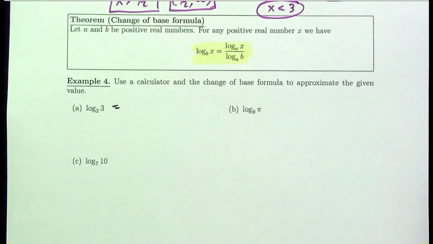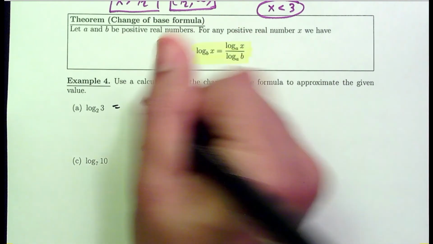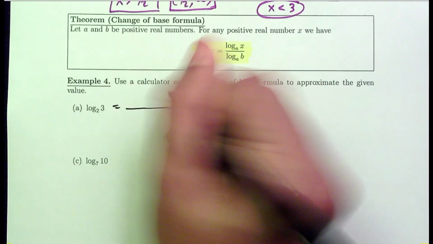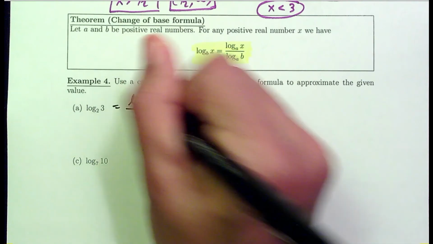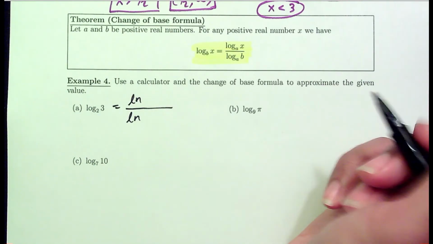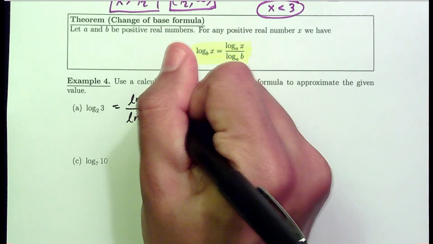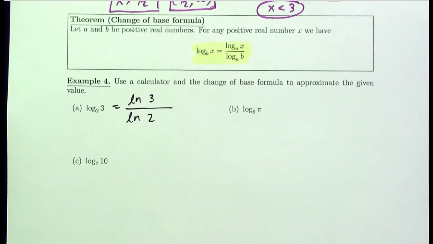All right, so we're going to change this to base e. So that means the natural logarithm, ln. So I just put ln here. And then top and bottom are the 3 and the 2. And that's it. Now I can put this in the calculator. So let's do that.